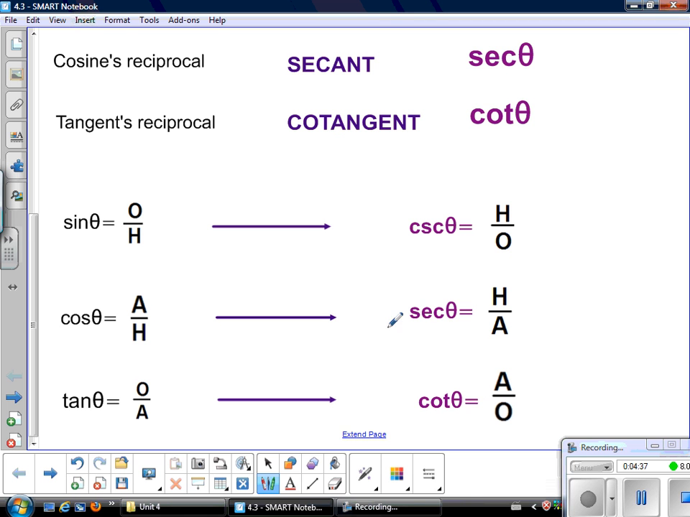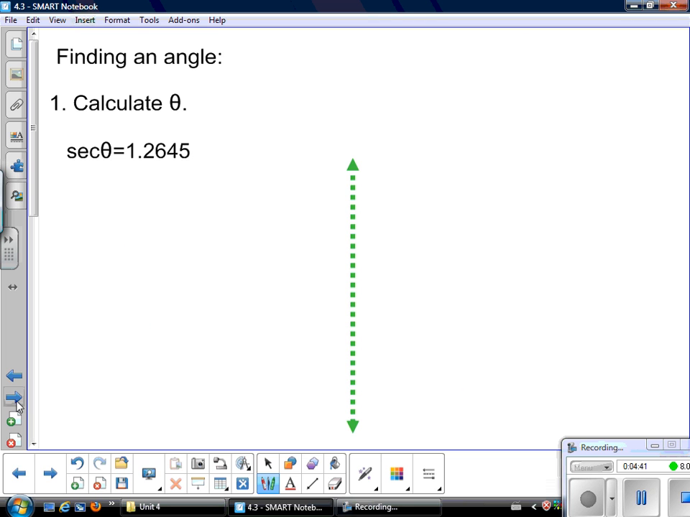So what exactly are we going to do with these? We're going to do two different things. The first thing we're going to do is find an angle. So for instance here, it says calculate theta. And notice it gave me secant theta equals 1.2645. Another thing that you'll notice with these is that because they're the reciprocal, the numbers don't have to be less than 1 like for sine and cosine. So that's another thing that's a little bit different.